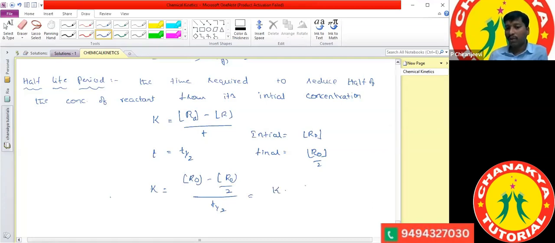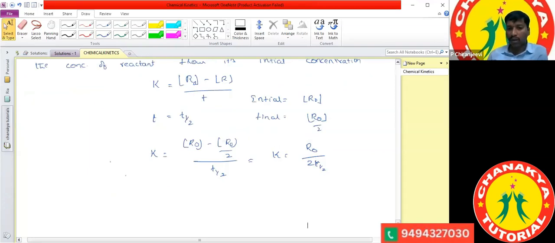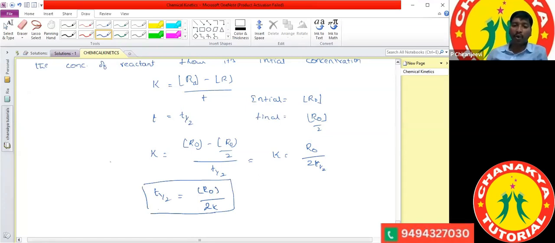K is equal to R naught by 2T half. So we have to calculate the T half, it's not the rate constant. According to that, T half is equal to R naught divided by 2K. So this is the final equation, the half-life period of the zero order reaction.